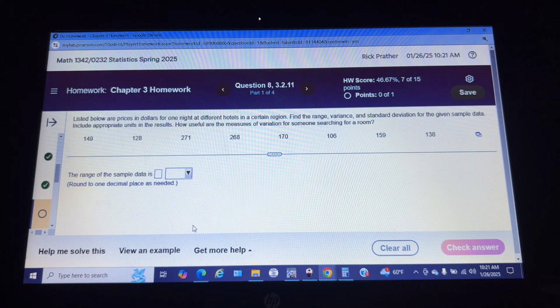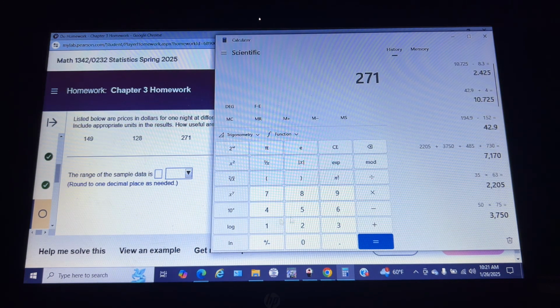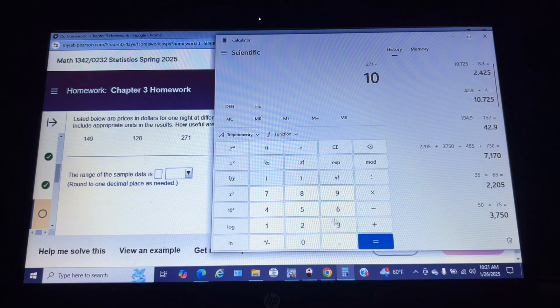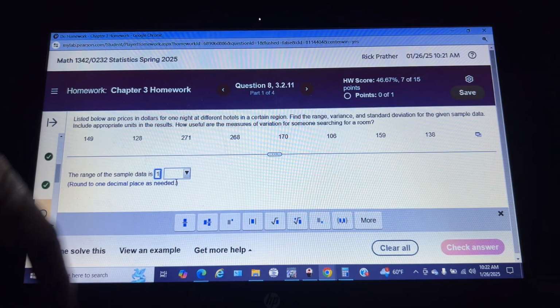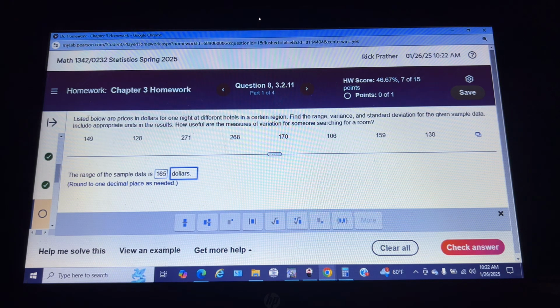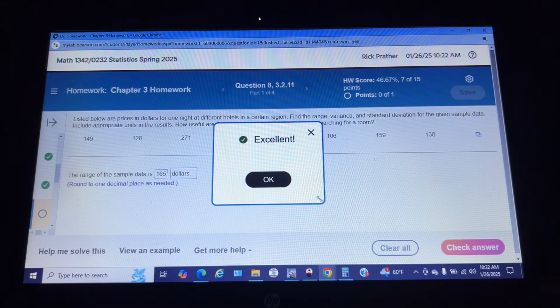So range is easy if you just get the highest minus the lowest. Now the data is mixed up, but there aren't too many data values here. It looks like the highest one is 271 minus the lowest one, 106. Max minus min is always range. It's pretty easy to do, 165. And this would just be regular units, so dollars, since these prices are listed in dollars. When you subtract, it doesn't square the units.